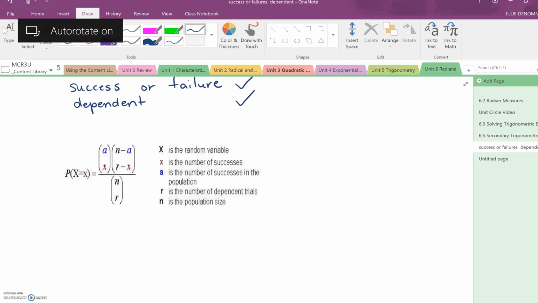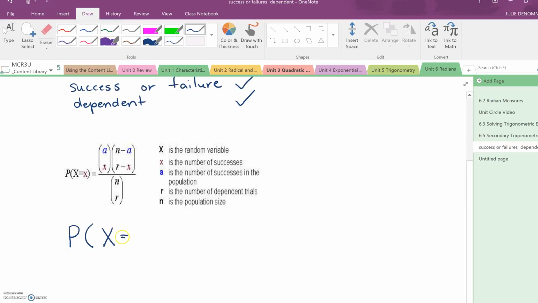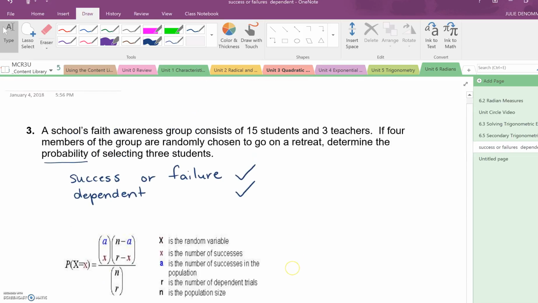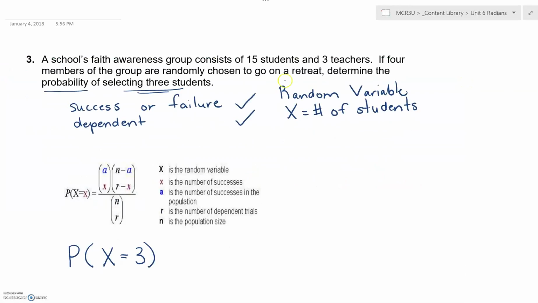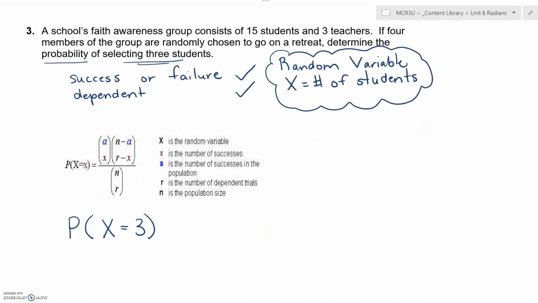Okay, so when doing this, we're just going to do the probability that our random variable equals 3. Because if we go up here, it says determine the probability of selecting 3 students. I'm going to define my random variable. My random variable X equals number of students, because that's what we're looking for. We're not looking for the number of teachers. We're looking for the number of students. So remember to define that random variable, since it makes it a little bit easier. So now since we're looking for 3 students, we're going to put capital X equals 3.